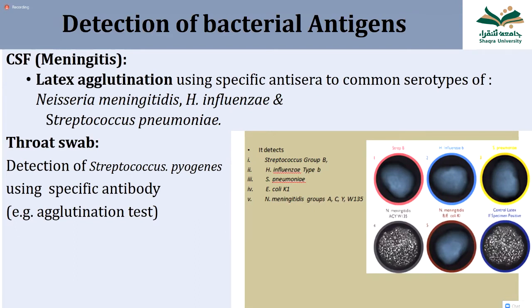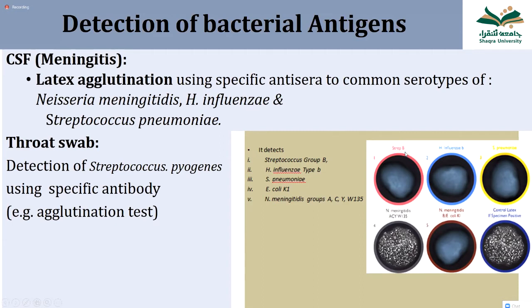Okay, latex agglutination. Most commonly, this is used for meningitis, but in other cases also it can be used. So you can see here, agglutination means clumping formation. So wherever the clumping is there, that is positive. So which one is positive out of these 6 tests? Four and six. Yes, very good. 4 and 6. And can you read what is written here, over them? Yeah, the name of the bacteria.